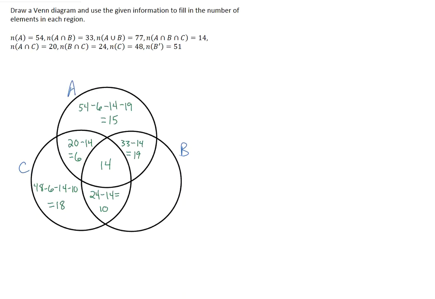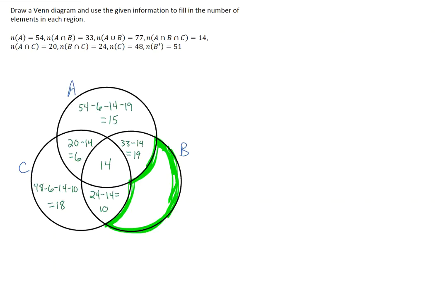Alright, now we have this region of B that's not in any other set, and this is definitely going to be our hardest one. The reason why is because they didn't tell us how many elements are in B. As we scan through our information here, we don't have the cardinality of B anywhere. So we're going to have to figure out another way to find how many elements are in that region.